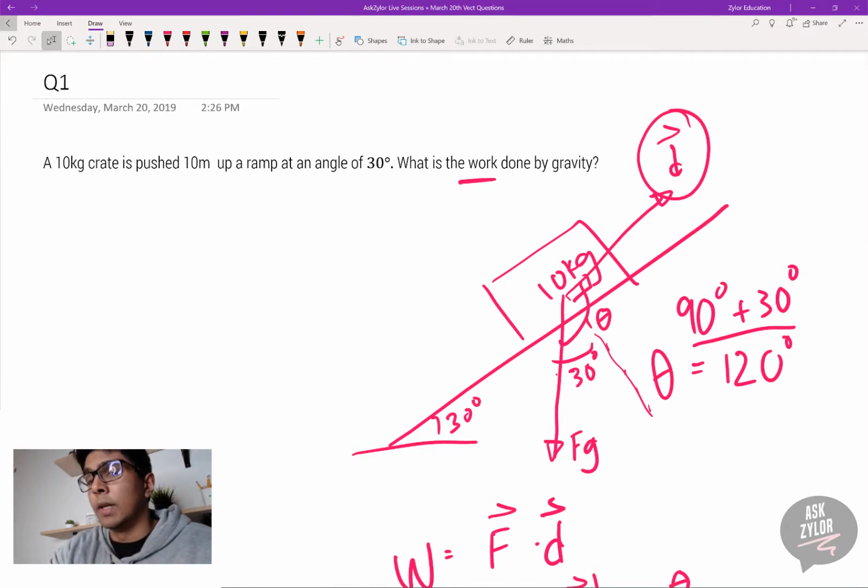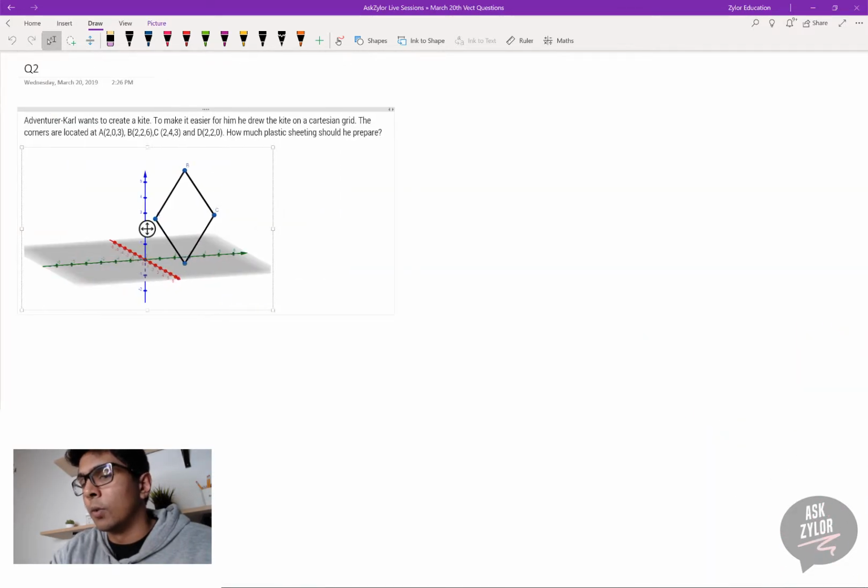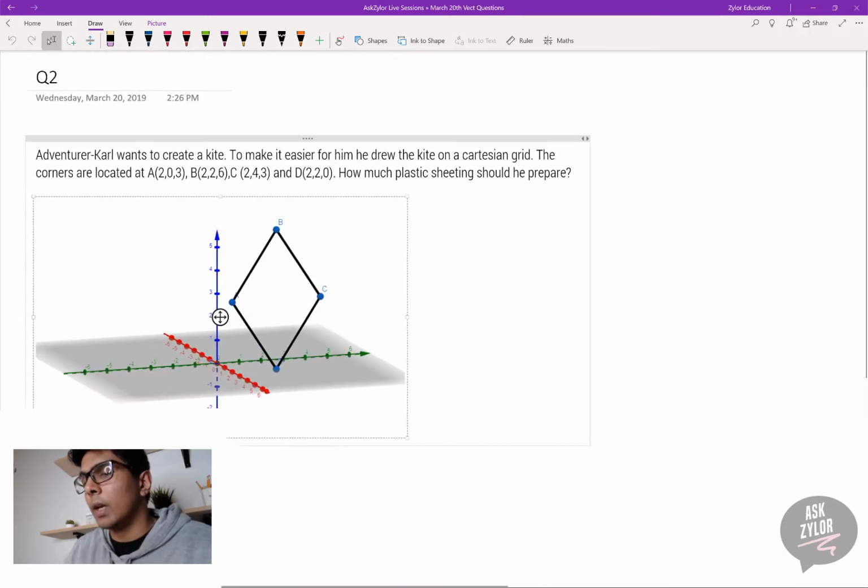So we're going to go ahead to the next question that was sent in and solve that. This one tells me adventurer Carl wants to create a kite. To make it easier for him, he drew the kite on a Cartesian grid. The corners are located at 4 coordinate points. How much plastic sheeting should he prepare?